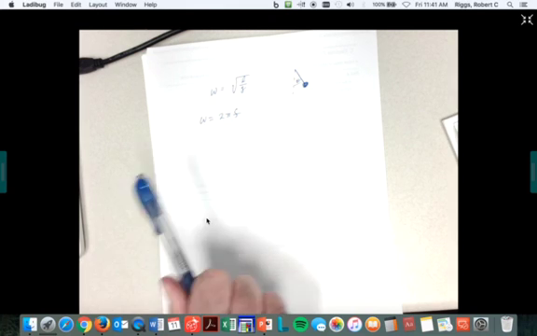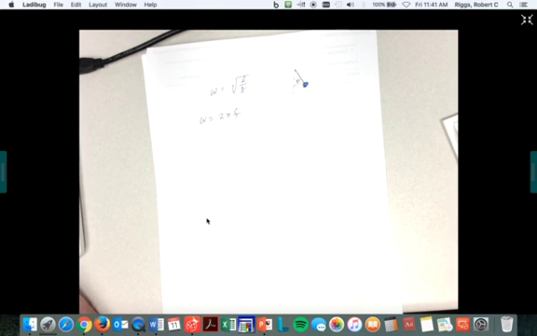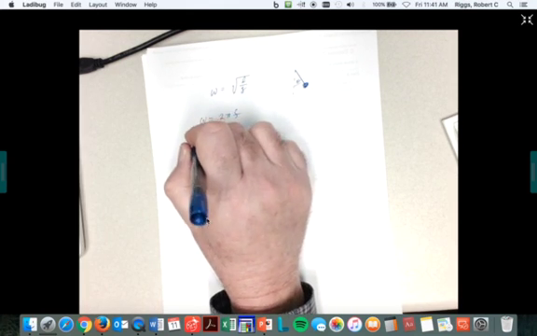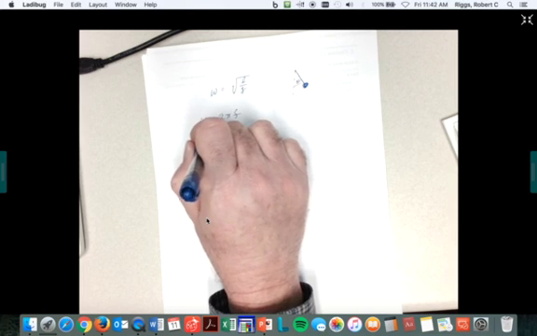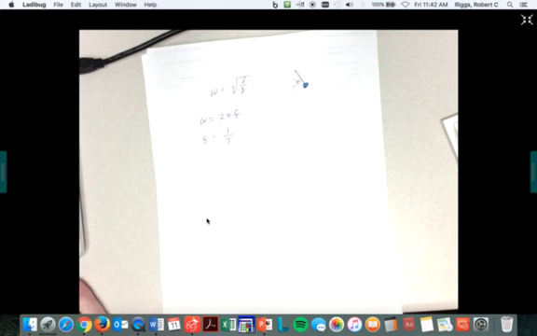In other words, this is 2 pi. How many times is it going around the circle? How fast is the angle changing? That's what that's saying. And I want you to remember that the frequency is equal to 1 over tau, or the period, 1 over the period.